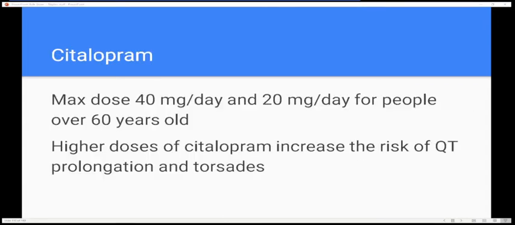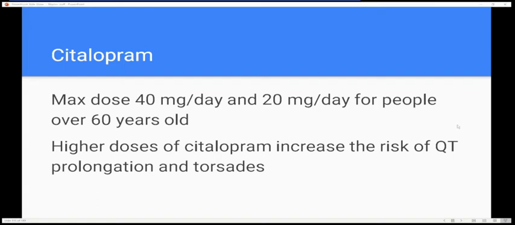Next up, we have a little bit more details about citalopram. So the max dose is 40 milligrams per day, and 20 milligrams for people over 60 years old, not milligrams. Because higher doses of citalopram can increase the risk of QT prolongation and torsades. So something to keep in mind as well.